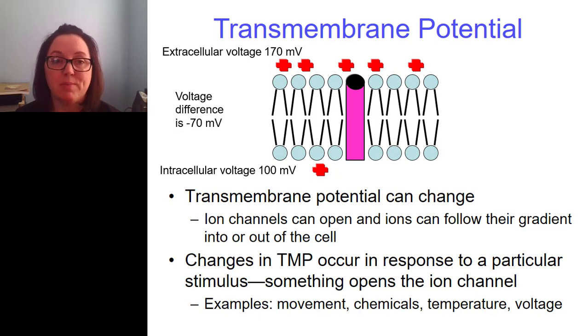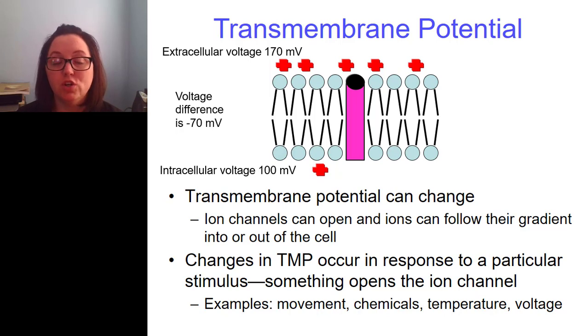Let's take a look at an example at the top of the screen. So we have 5 positive ions outside of our cell and 1 positive ion inside the cell. And let's say we could measure these voltages, and let's say outside of the cell was measuring 170 millivolts and inside the cell was measuring 100 millivolts. So right now the difference between the two is 70 millivolts. We say the difference is negative 70 because we always talk about what the inside looks like compared to the outside. So the inside, 100, is more negative than 170, so we say this is a negative 70 millivolt difference.